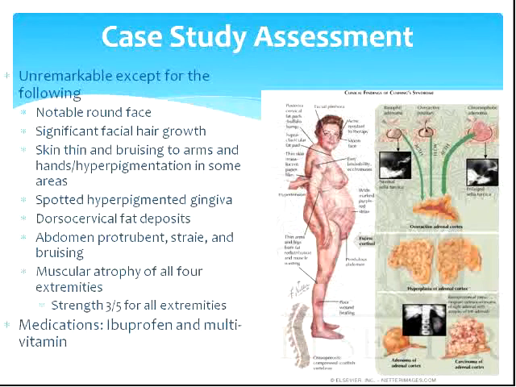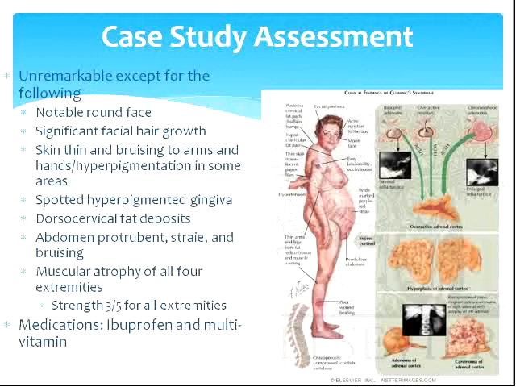Your case study is unremarkable except for the following: notable round face, significant facial hair, also known as hirsutism, skin thin and bruising to arms and hands, hyperpigmentation in some areas. The hyperpigmentation is caused by the cortisol level. Spotted hyperpigmented gingiva, the gum.